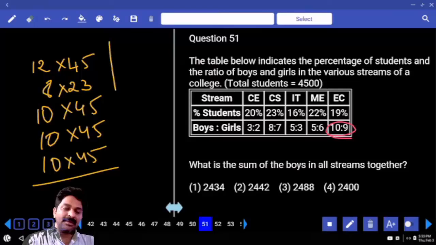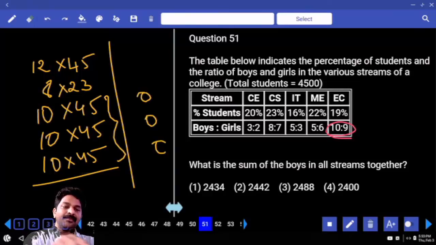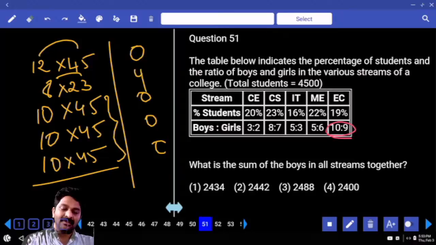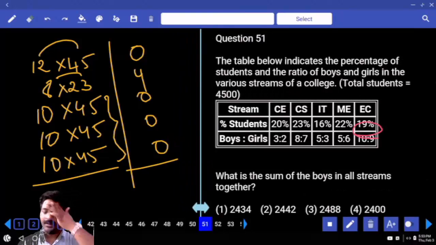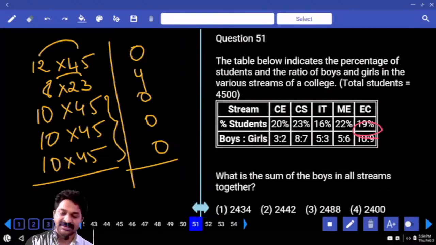So these last 3 numbers end with 0 only. That means an even number multiplied by 5 also ends with 0. The 8 threes, that also ends with 2. The sum ends with, the first option is the answer.